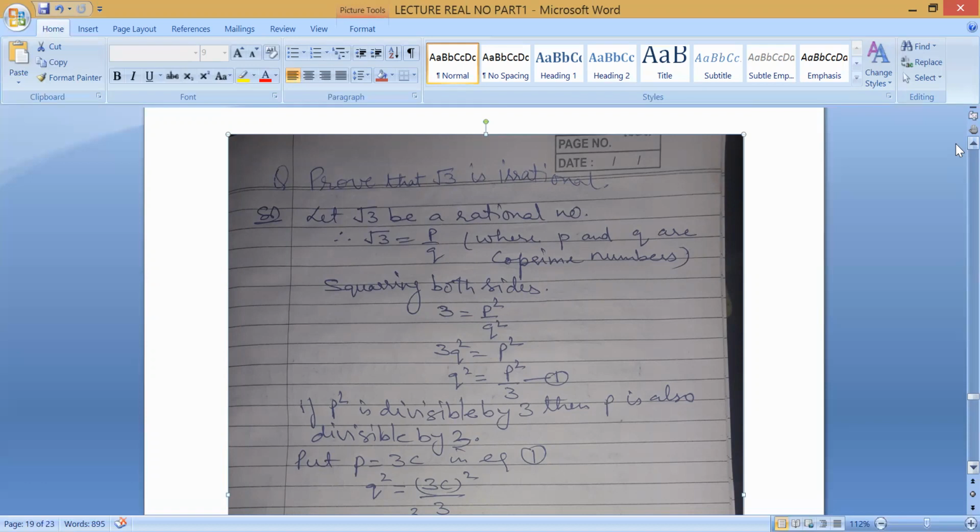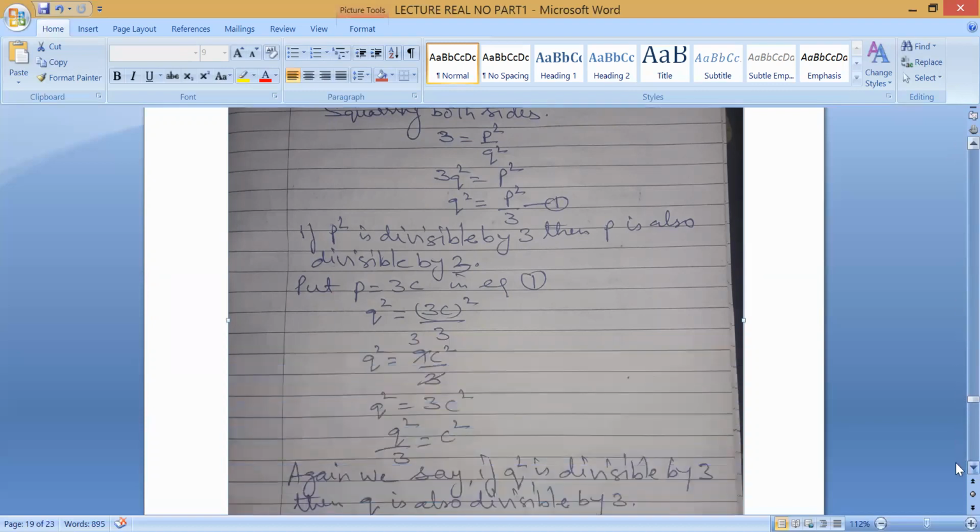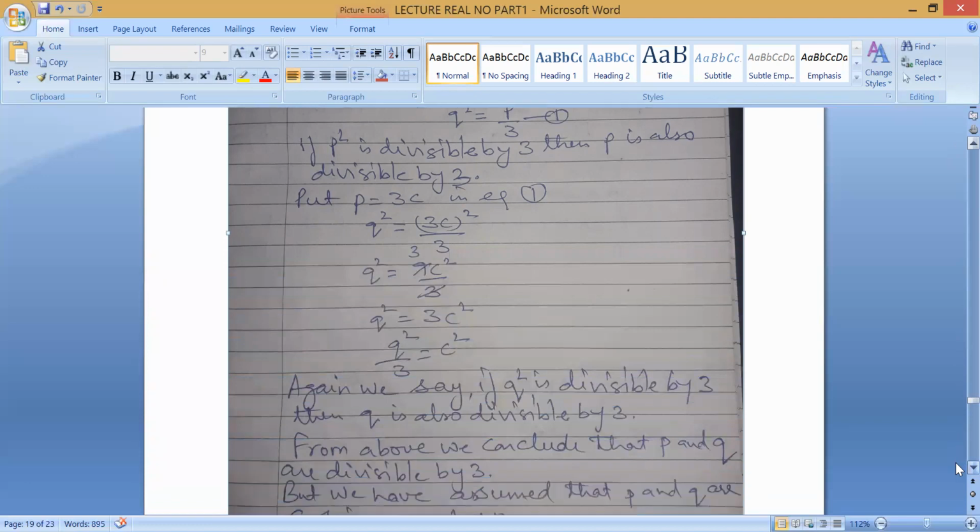In place of 3, what do you write? 5Q square equals P square, and Q square equals P square by 5. This is the first equation. Now you will write: if P square is divisible by 5, then P is also divisible by 5. After this, put P equal to 5C in equation number 1. So Q square will be what? 5C whole square upon 5.